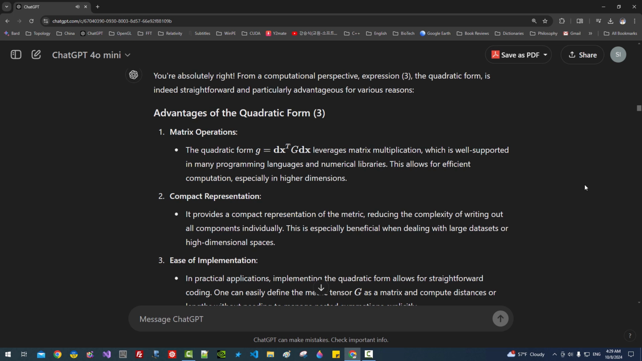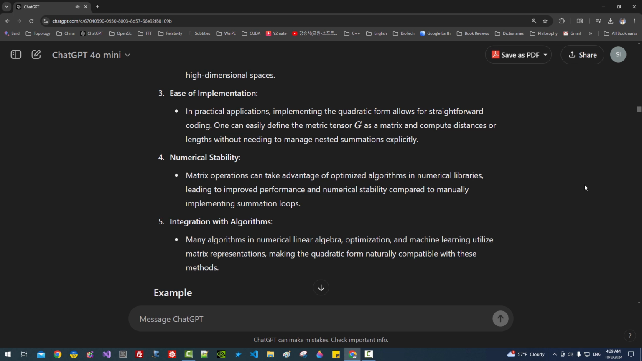2. Compact representation. It provides a compact representation of the metric, reducing the complexity of writing out all components individually. This is especially beneficial when dealing with large data sets or high-dimensional spaces. 3. Ease of implementation. In practical applications, implementing the quadratic form allows for straightforward coding. One can easily define the metric tensor, G, as a matrix and compute distances or lengths without needing to manage nested summations explicitly. 4. Numerical stability. Matrix operations can take advantage of optimized algorithms in numerical libraries, leading to improved performance and numerical stability compared to manually implementing summation loops.